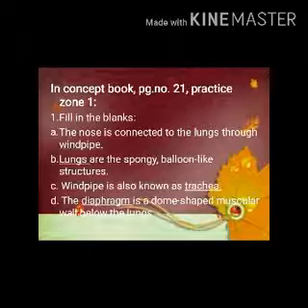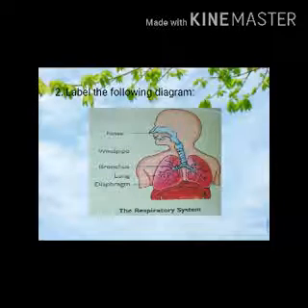Okay. Moving on to the second question, which I gave as homework for the previous session. Just verify the answer for that, right? So you have to label the parts of the following diagram. Okay, the first one is the nose, the second part is the windpipe, third is the bronchus, fourth is the lungs, and the fifth one is the diaphragm. Okay, could you verify that, children? Okay, let's move on to the next question.